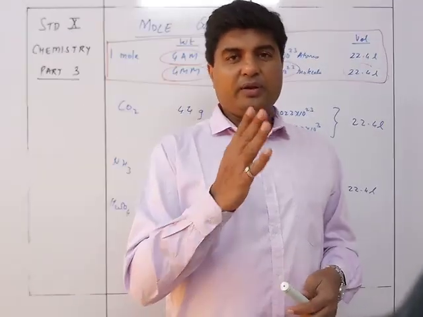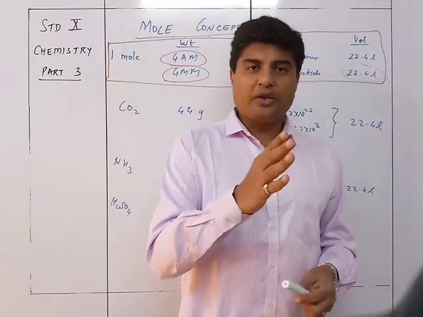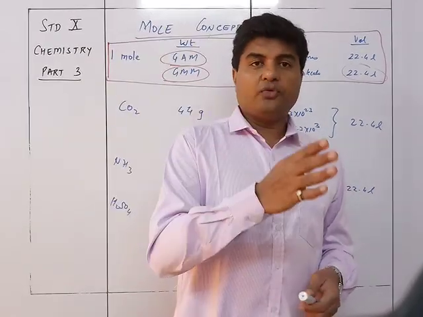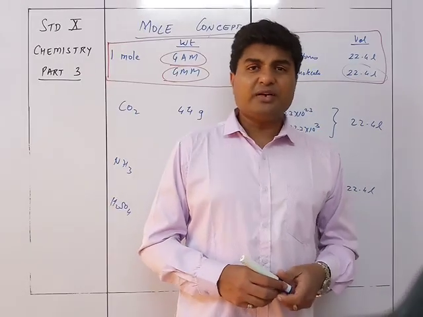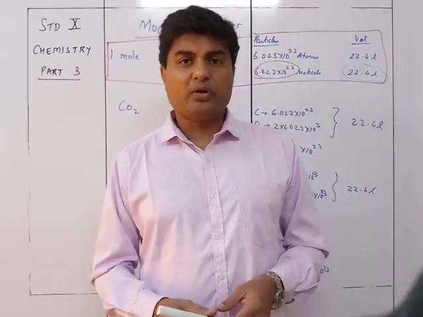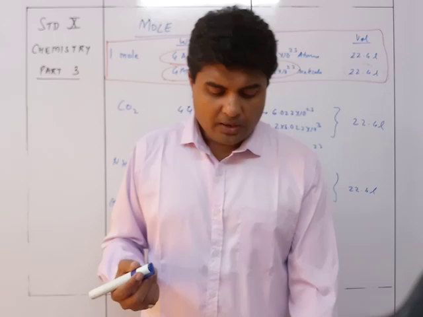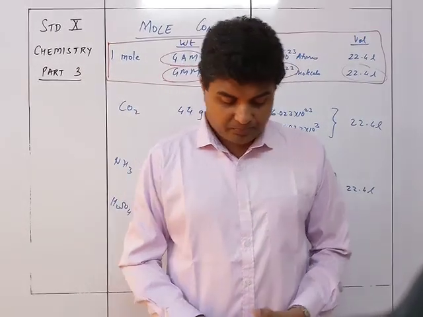So accordingly, you will get nitrogen half molecule is equal to one atom. Therefore, one molecule is equal to two atoms. This is how we are determining the atomicity. But anyway, not important because it has not been asked any time, but just for your understanding.